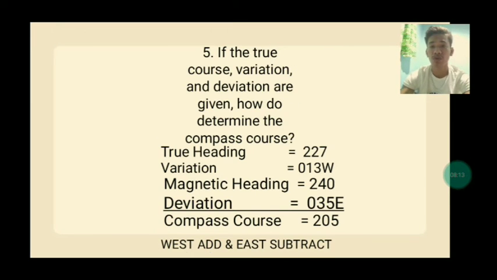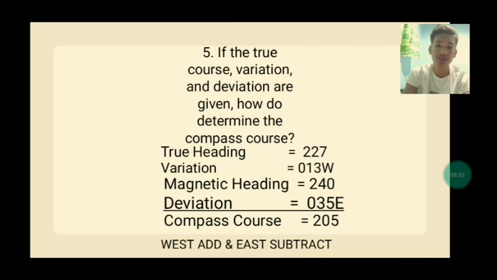Number 5. If the true course, variation, and deviation are given, how do we determine the compass course? In this case, we will use TVMDC, or Two Virgins Make Dull Company. If our given true heading is 227 degrees, and our variation is 013 degrees west, in this case the variation is west, so we will add.